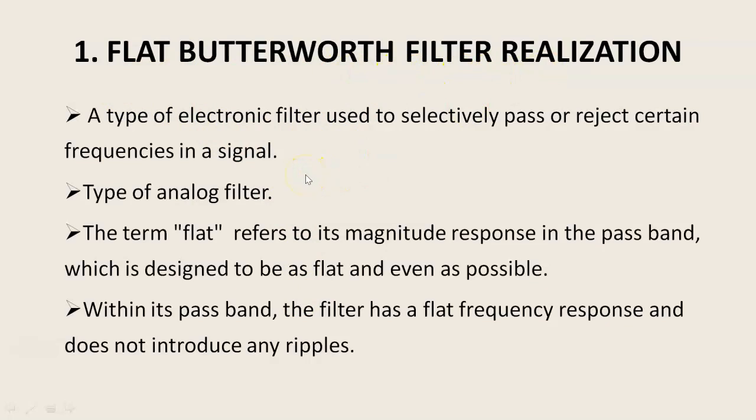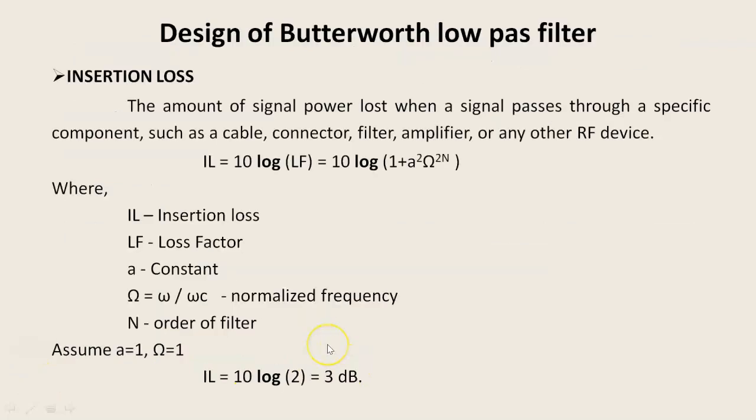A Butterworth filter is a type of electronic filter used to selectively pass or reject certain frequencies in a signal. It is a type of analog filter. The term flat refers to its magnitude response in the passband, which is designed to be as flat and even as possible. Within its passband, the filter has a flat frequency response and does not introduce any ripples. Next, we will see the design of Butterworth low-pass filter.